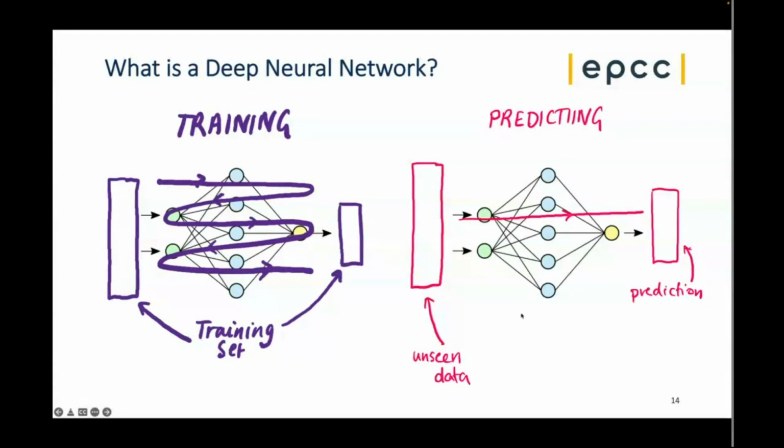With predicting, once you've got your weights, your parameters on these edges, it's just a one-way pass through the network. At this point, once you've trained, the network is fixed, and then you just put in some unseen data and get a prediction out at the other side.